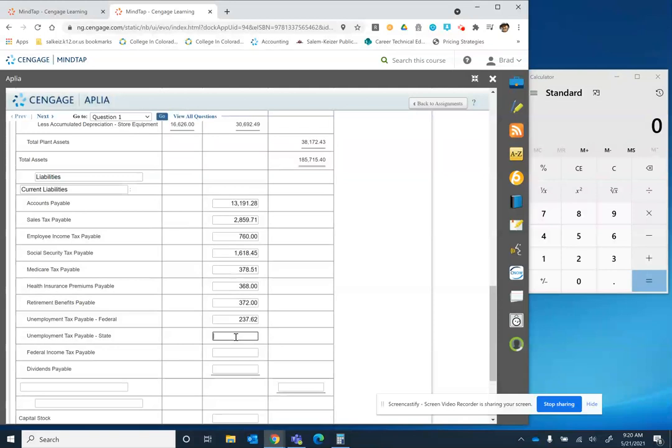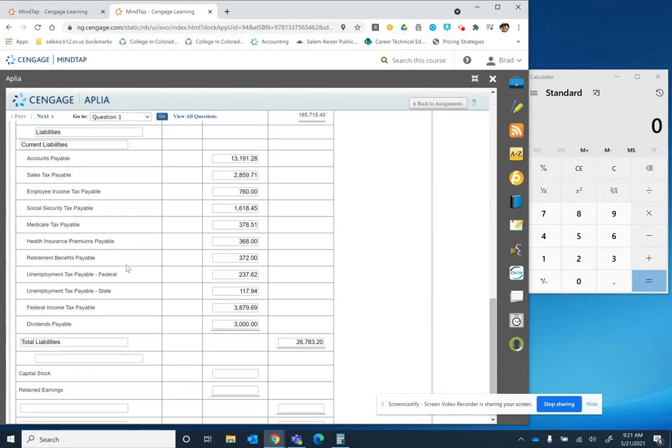Unemployment tax payable is going to be $237.62. Our unemployment tax payable for state is going to be $117.94. And then our federal income tax payable is going to be $3,879.69. And then our dividends payable is going to be $3,000. When I add all of these up, it's going to come out to be $26,783.20. And that takes care of our total liabilities.